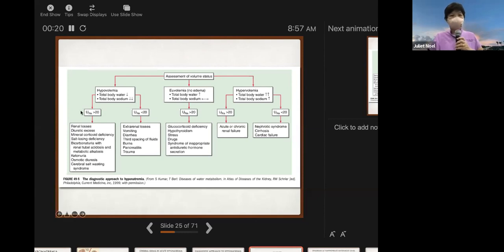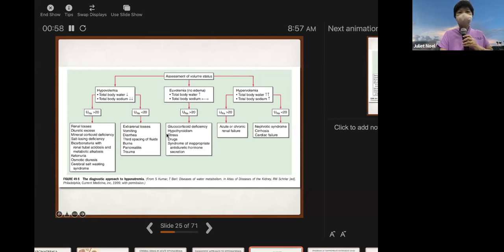Where were we? Urinary sodium. For hypovolemic hyponatremia, if you have less than 20 mEq per liter of urinary sodium, that would mean more of extra-renal losses, because if you have intact kidneys, they will try to conserve sodium. That's the reason why you have a low sodium in the urine. For euvolemic, usually the urine sodium is about 20 mEq per liter.